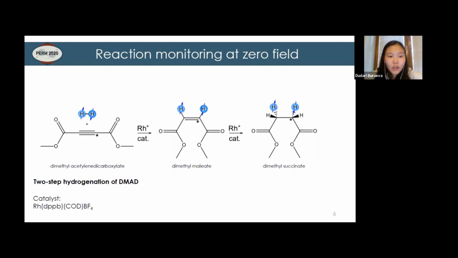Here in this work, we show that we can not only acquire J spectra, but we can also monitor chemical transformation at zero field. As the model reaction, we used two-step hydrogenation of dimethyl acetylenedicarboxylate with parahydrogen, producing maleate, and the final product is succinate. Next slide, please.